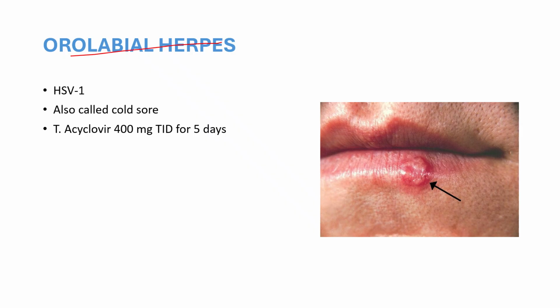Coming to orolabial herpes. It's caused by herpes virus, human herpes virus 1, which is called herpes simplex virus 1, HSV1. Usually above the waist we say it is caused by HSV1, but it's not a very strict rule. HSV1 can cause even below the waist, like genital lesions, and HSV2 can cause lesions above the waist as well. But the general rule is HSV1 goes above the waist, which means orolabial herpes, and genital herpes is caused by HSV2. It's also called cold sore. The treatment is antiviral acyclovir 400 mg TID for 5 days.